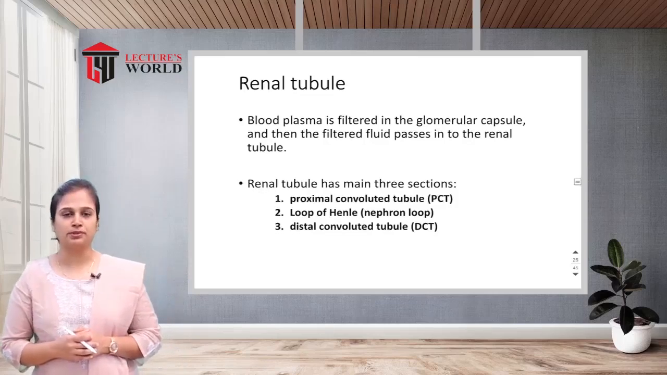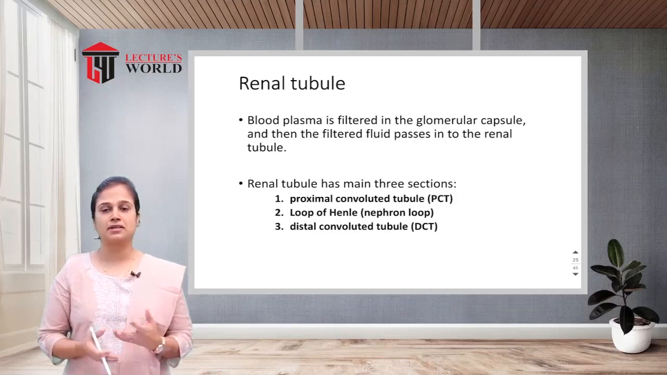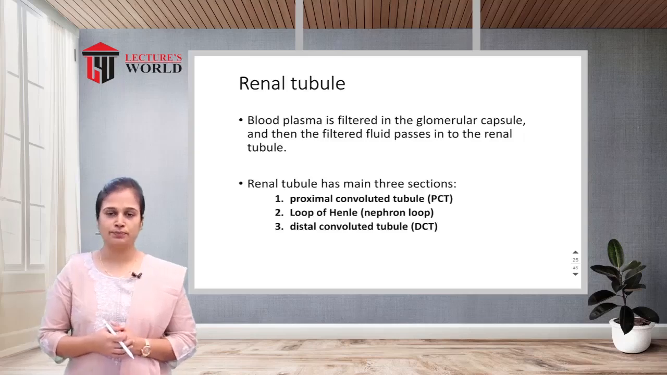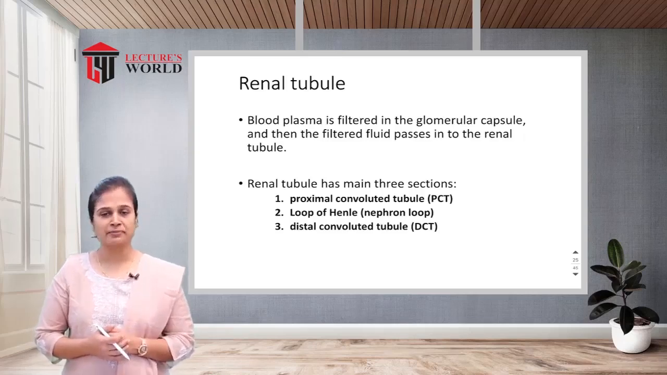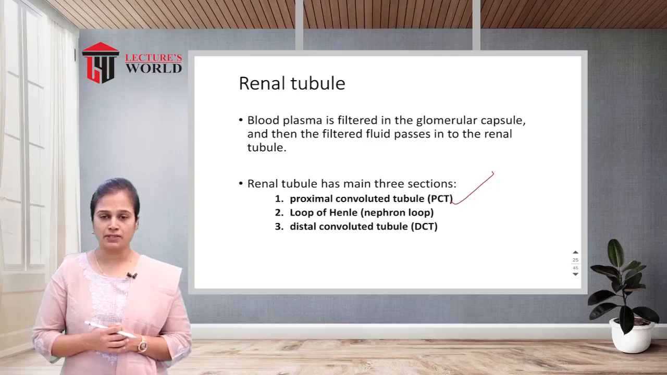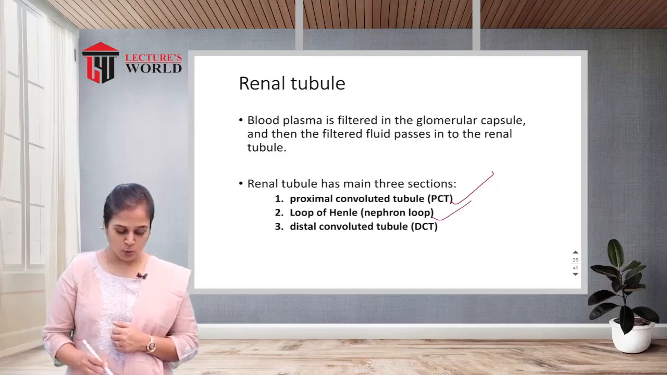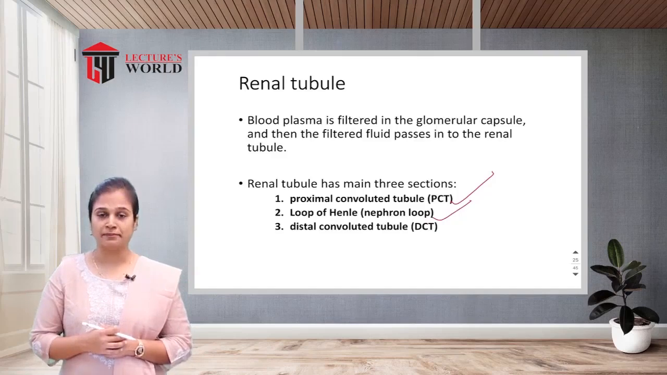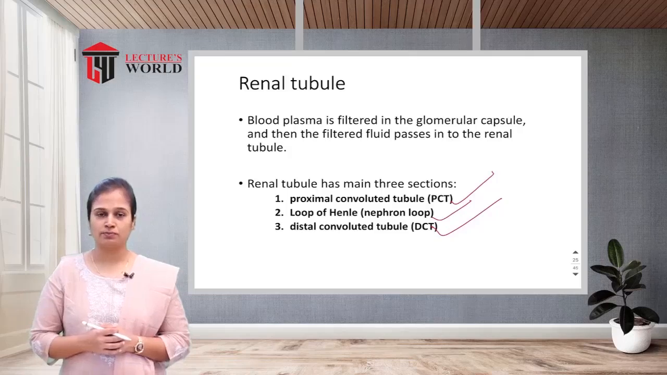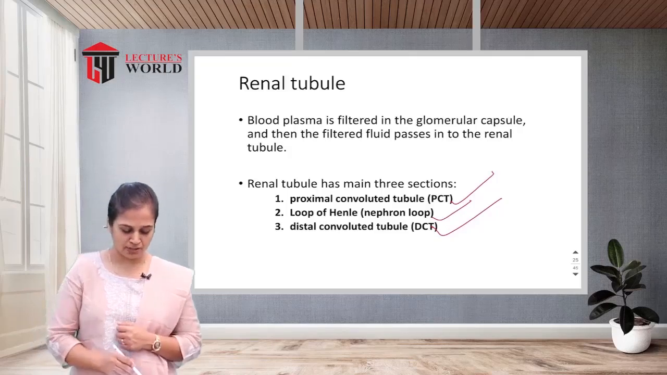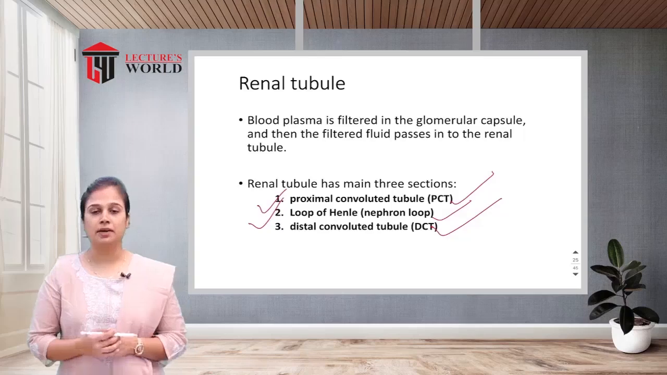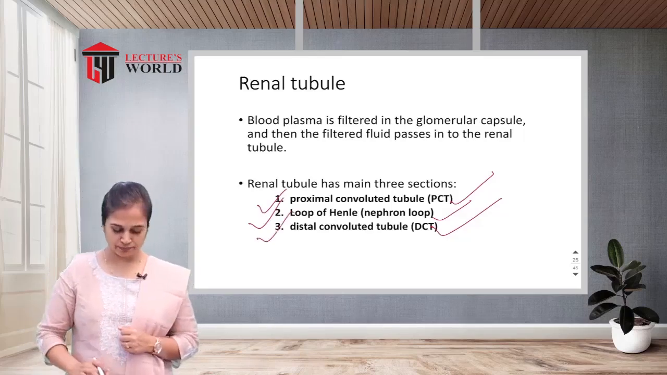Talking about the renal tubules, the blood plasma is filtered in the glomerular capsule and then the filtered fluid passes into the renal tubules. The renal tubule has three main sections. First is the proximal convoluted tubule, in short called PCT. Second is the loop of Henle, also known as the nephron loop. And third is the distal convoluted tubule.